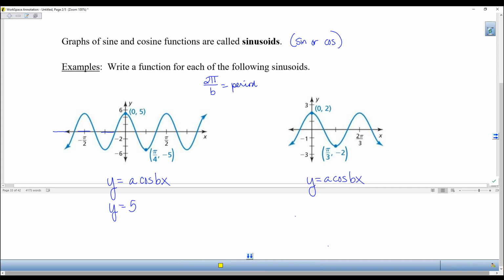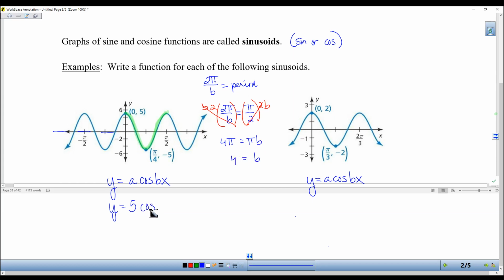Well, let's take a highlighter here and highlight one period. So if this is one period and it ends at pi halves, then 2 pi over B, whatever B is, must have come out to be pi halves. So, of course, I'm going to clear my fraction. I multiply both sides by 2 to clear this, and I multiply both sides by B to clear that. And I get 4 pi is equal to pi B. Divide both sides by pi, and B is equal to 4.